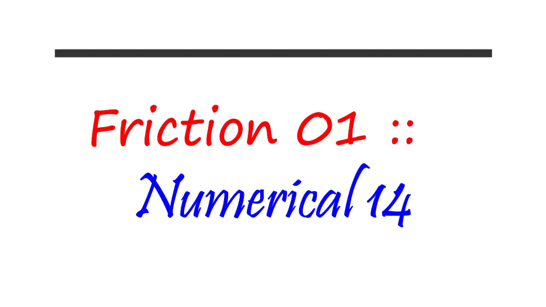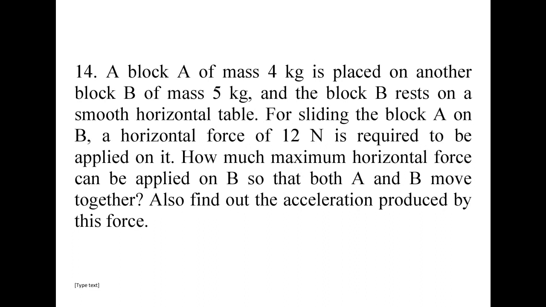Friction, numerical number 14. A block A of mass 4 kg is placed on another block B of mass 5 kg, and block B rests on a horizontal smooth table. For sliding block A on block B, a horizontal force of 12 Newton is required to be applied on it. How much maximum horizontal force can be applied on B so that both A and B move together? Also, find out the acceleration produced by this force.